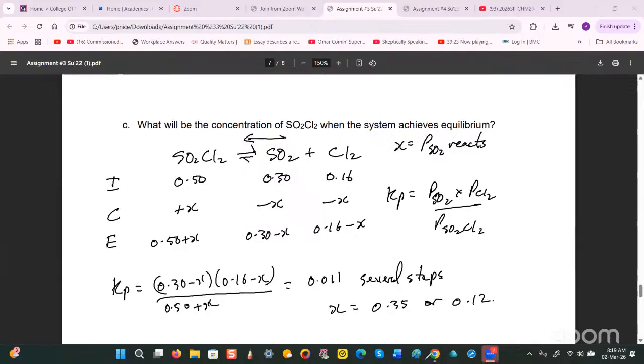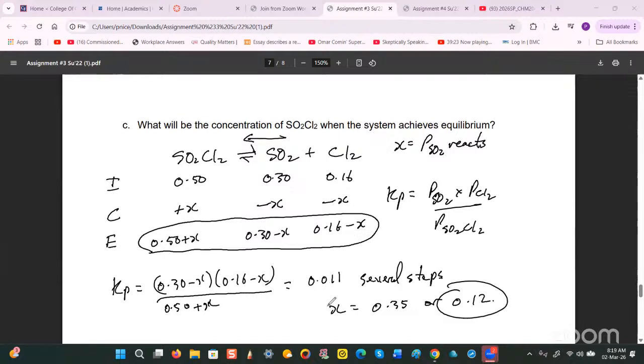And between these two, only one of them would be valid, right? And how do you determine which one is valid? Well, it's quite simple. If you recognize that these values here must be positive because there can be no such thing as a negative pressure, right? So what that means, therefore, is that X must be less than 0.16, right? So the value of X that you're going to use out of these two would be 0.12, all right? So we can cross this out and say X is equal to 0.12.